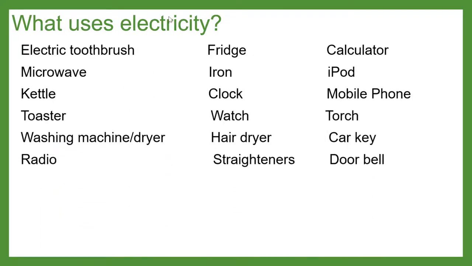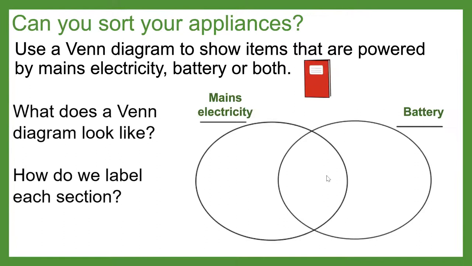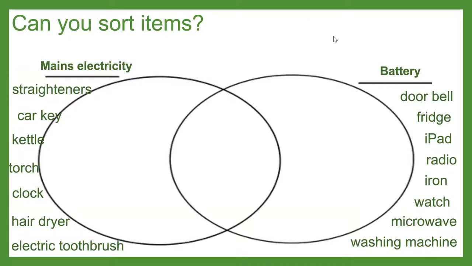So we've got those appliances that we saw in the video that all use electricity. And those are the ones that you need to put into your Venn diagram. Okay, so you've got your appliances around the edge there and you need to sort those into your Venn diagrams. You're going to find each one and decide whether it uses mains electricity, battery electricity, or both. So I'm going to give you a few moments to have a go at doing that. You can pause the video while you sort your appliances.